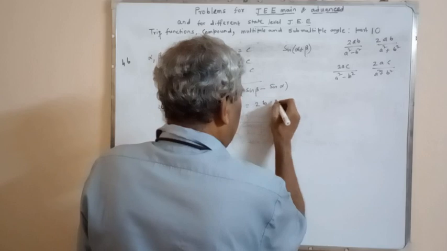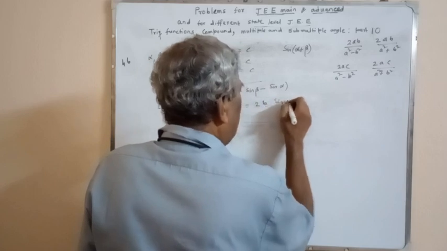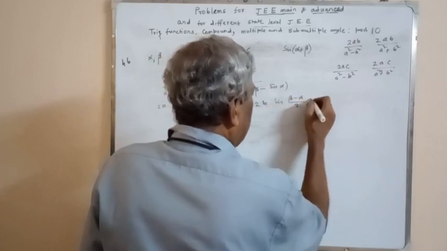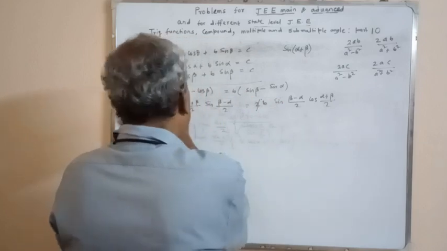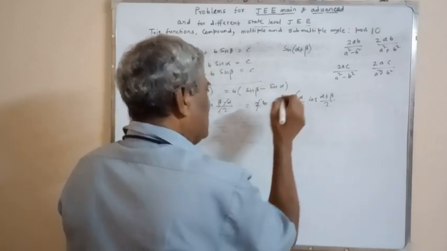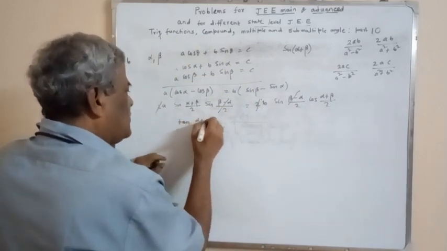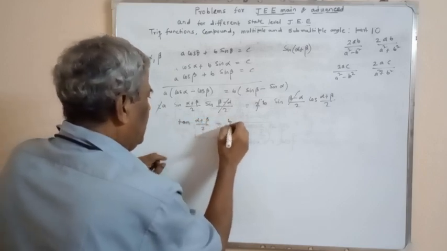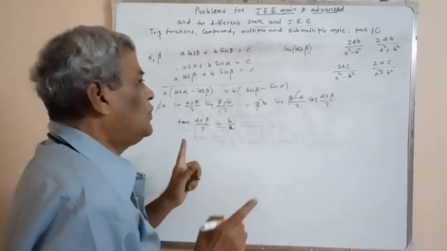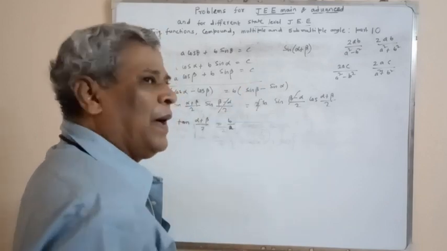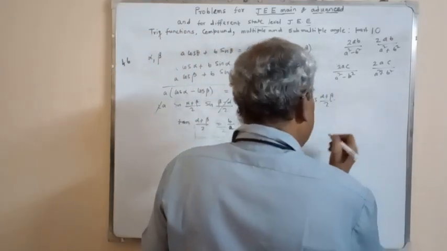sin c minus sin d. So it is 2, b is there, sine of beta minus alpha by 2 into cos of alpha plus beta by 2. 2 cancels, sine beta minus alpha cancels. So this by that is tan alpha plus beta by 2 is equal to b by a. Now we have to find the value of sine alpha plus beta, and we get the value of tan of alpha plus beta by 2.